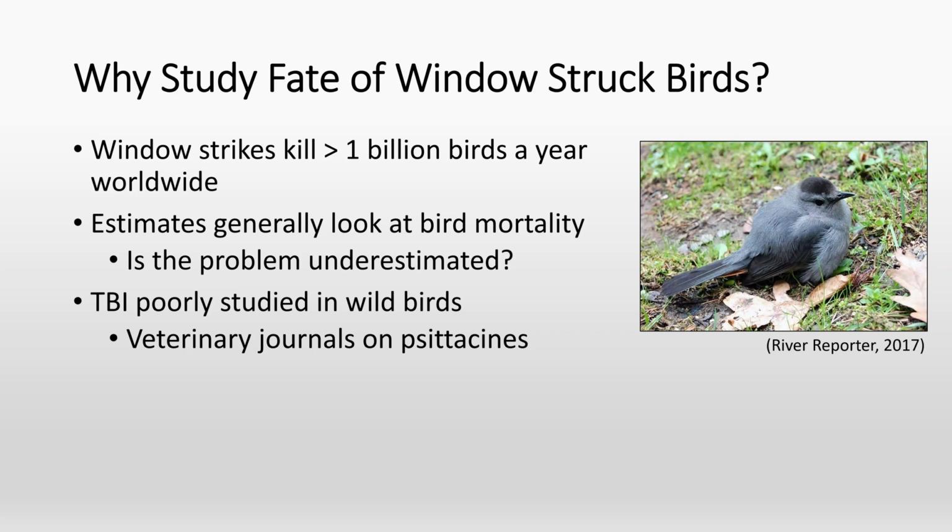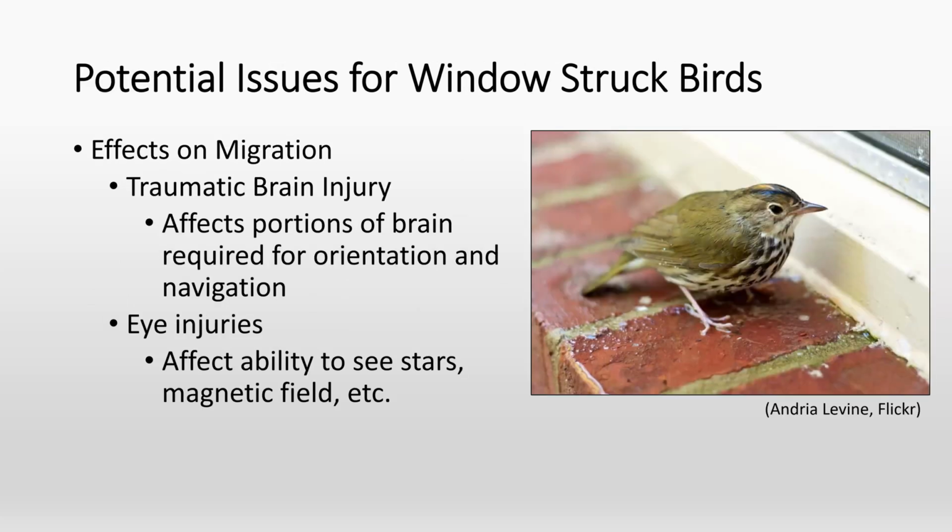And those estimates, which are already insane, are based on dead birds. They hit a building, they're dead, but many other birds hit a building and survive, are brought to rehabbers or fly away. And it's like, what's happening to those birds? Are they okay? There's not a lot of information on this in wild birds, and there's very little information on it at all. You can find some stuff on people's pet parrots that flew into their window in veterinary medical journals, but not really a lot.